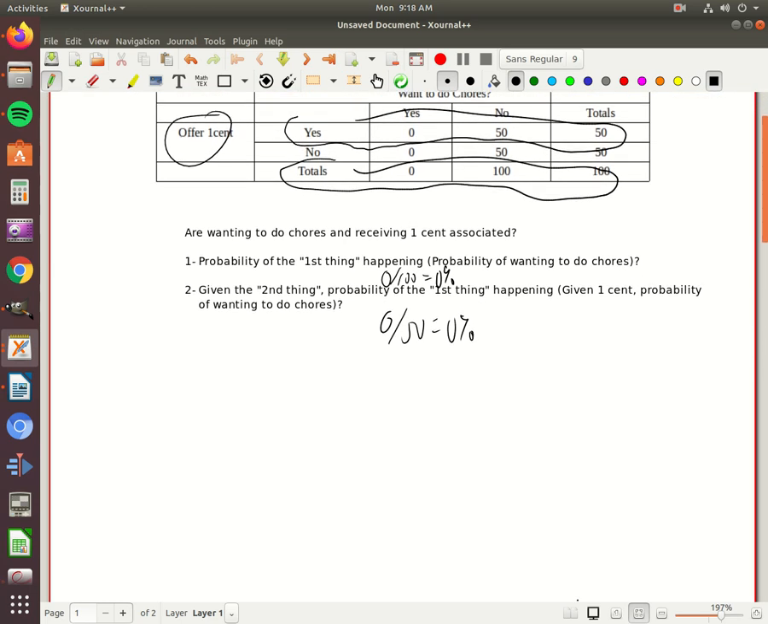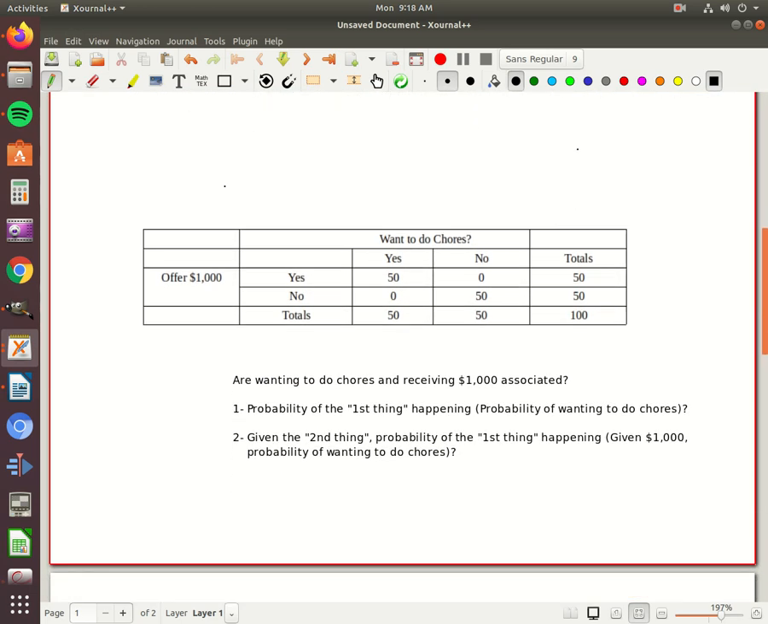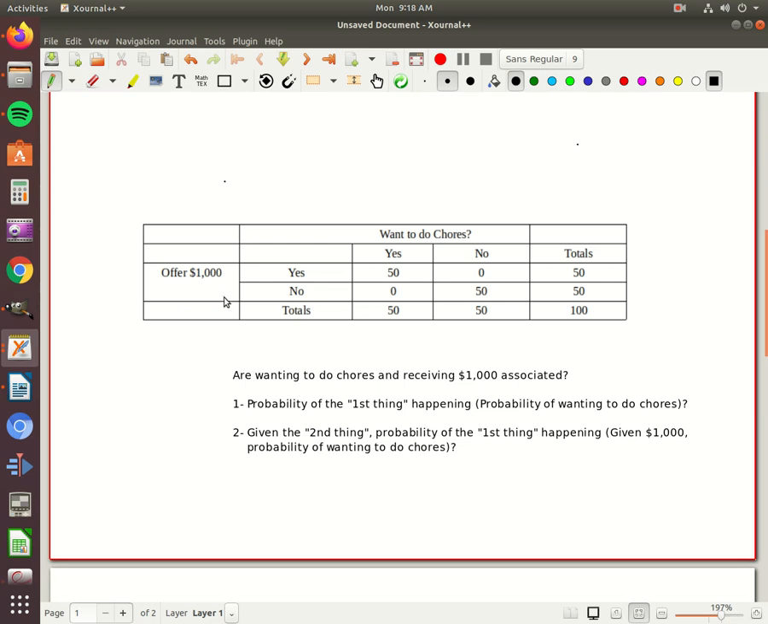So what if I conduct this experiment again, but this time instead of offering a penny, I offer $1,000. So let's see what would happen if I offered $1,000. So now we're seeing, is there an association between wanting to do chores and offering $1,000? So again, probability of the first thing happening. It looks like 50 out of 100 people want to do chores. That's the probability of the first thing happening. What's the probability that everyone wants to do chores? It looks like it's 50 out of 100.